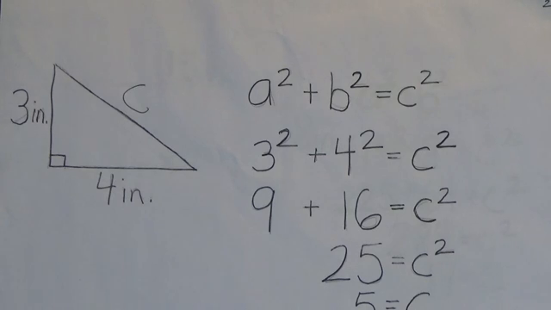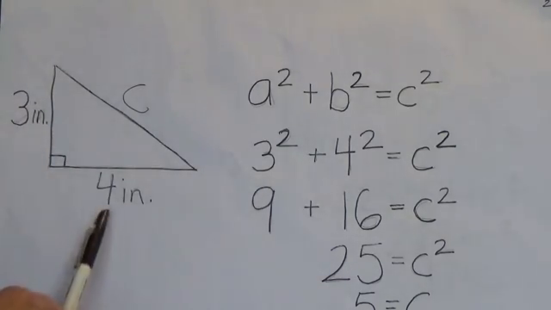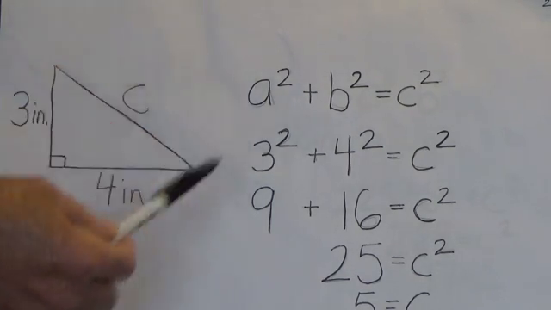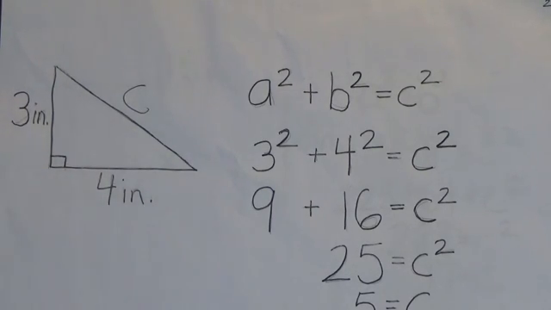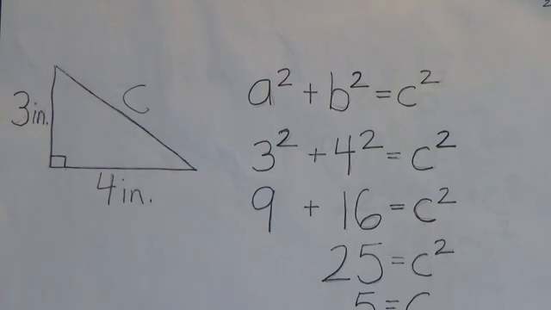Okay, we want to start with an example here, the 3-4 example. We identify the legs, the two sides that make up the right angle. And so we have a squared plus b squared equals c squared. Now it doesn't matter if you call this a or b, but it does matter that c is the hypotenuse, the longest side, the side opposite the right angle, the side that does not make a right angle.